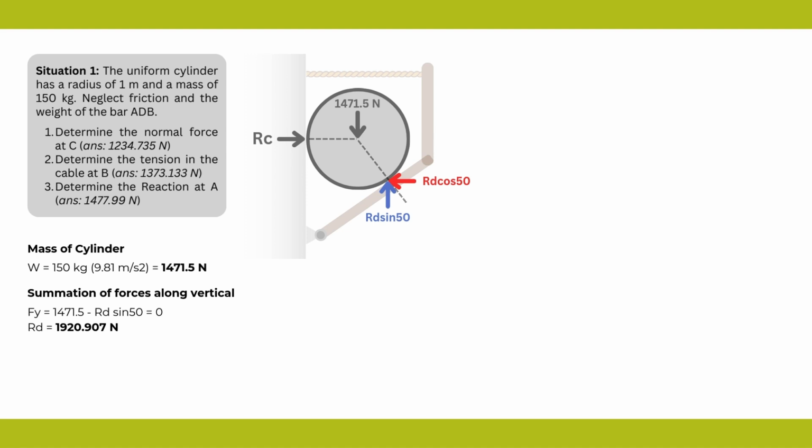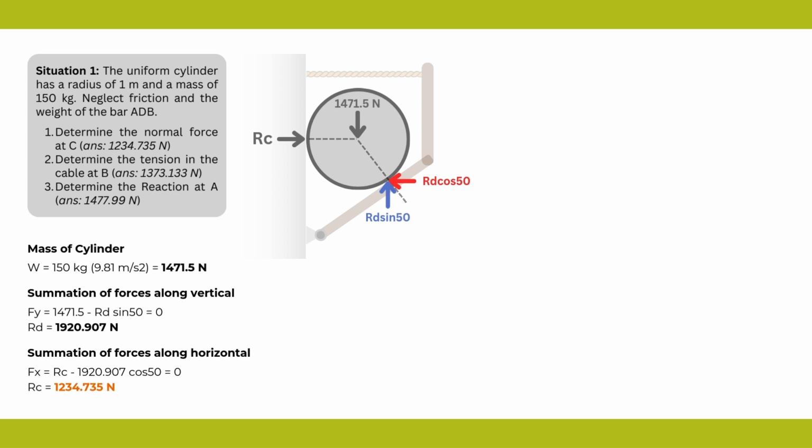In performing the summation of forces along horizontal naman, we just need to consider the reaction at C going to the right and the horizontal reaction at D going to the left. So if we are to write it in formula, this is just reaction at C minus reaction at D cosine 50 equal to 0. Solving this, we will get the value for RC, which is just equal to 1,234.735 newtons.